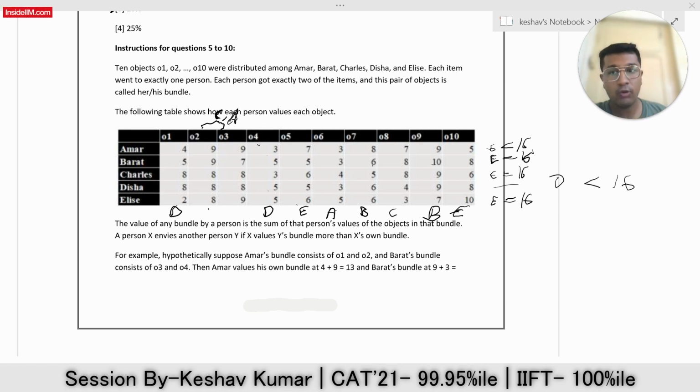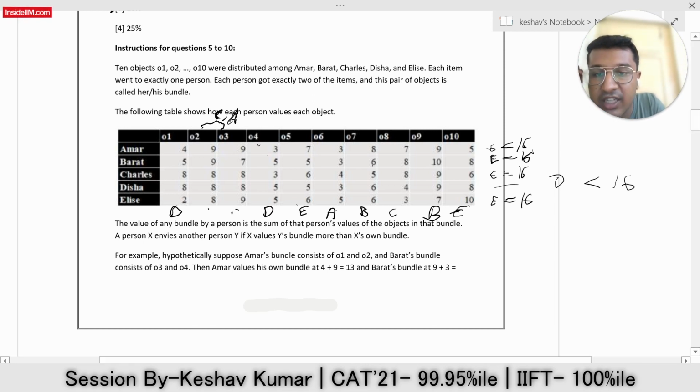Okay, and I know Bharat can't envy anyone. So if he values C's bundle at 17, he must envy Charles, and that's again opposite to the situation. Alright, so C must get O3 as his bundle, and the other bundle must go to A. So that's the distribution of the bundles.